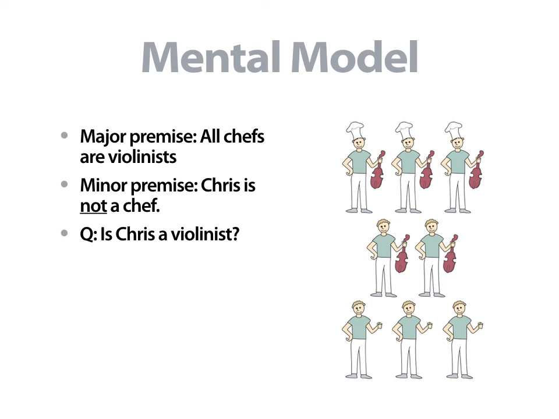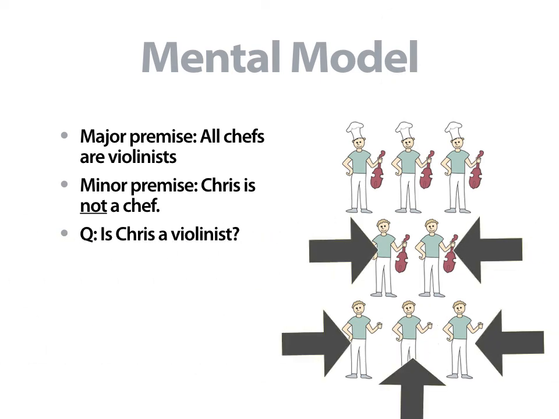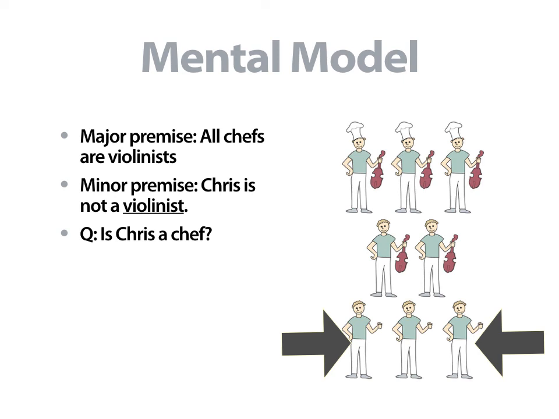Let's suppose that we know that Chris is not a chef. Is Chris a violinist? Well, now we look at all the people who aren't chefs, including this guy, and we say, is Chris a violinist? And the answer is, I don't know. Maybe he is, maybe he isn't. That's deductively correct. Now let's suppose that we know that Chris is not a violinist. He's one of these three people. Is Chris a chef? And the answer is no.